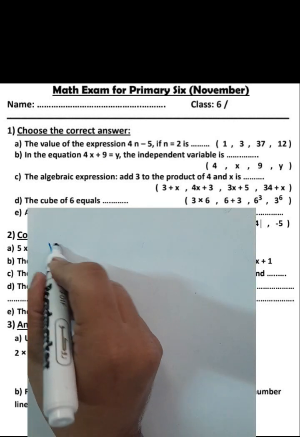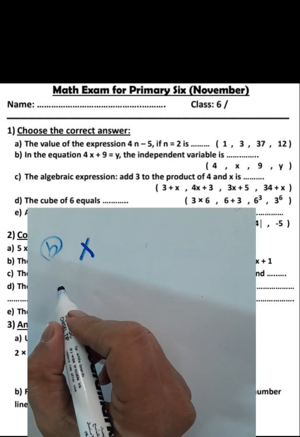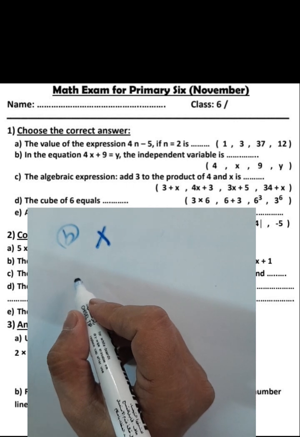In the equation 4x plus 9 equals y, the independent variable here is what? The independent will be x. x will be the independent. Letter B, x, we call it independent or input.